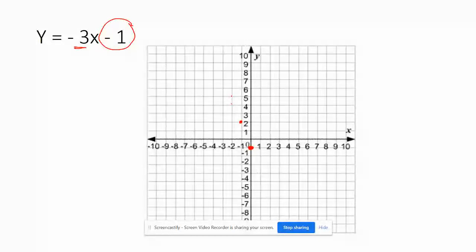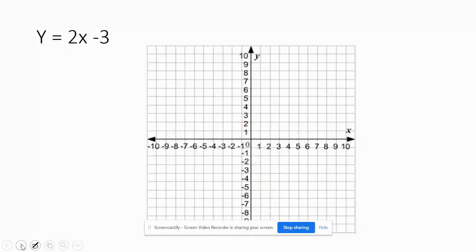Make sure you don't get it backwards. 1, 1, 2, 3. And I've got to go backwards this time. 1, 2, 3, 1. It should be down there. So my line should look something like this. Try to keep it as straight as possible. Notice how the slope is negative, so I have to go to the left 1 and then up 3.